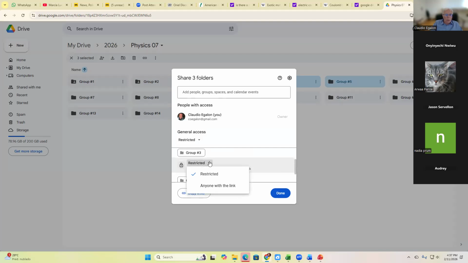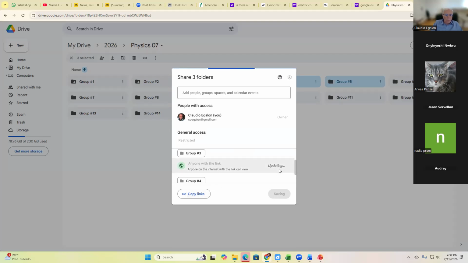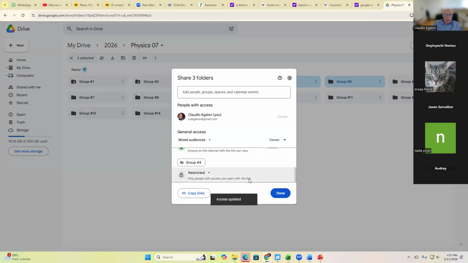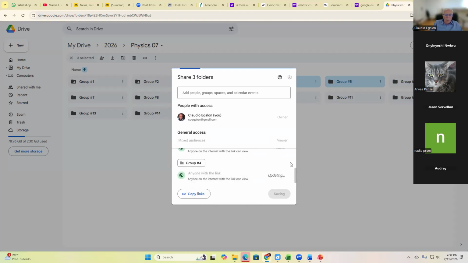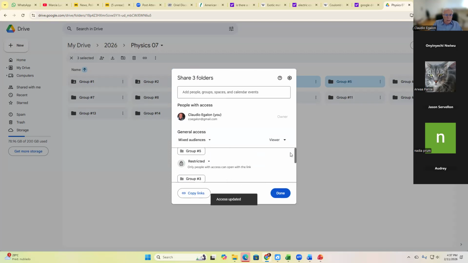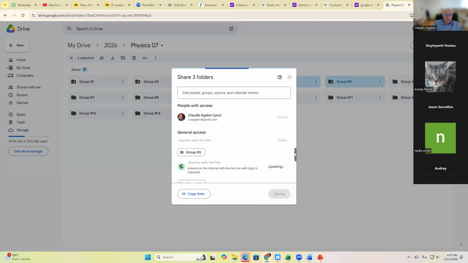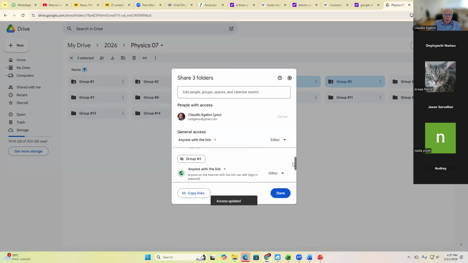Group 3. Anyone with the link? Anyone with the link? Let's see if I can do everything at once, right? Anyone with the link? Everybody will be editor. I didn't know we had this choice here. That's nice. Okay, now how do I copy the links? Links copied, yeah, but which one is which, right?